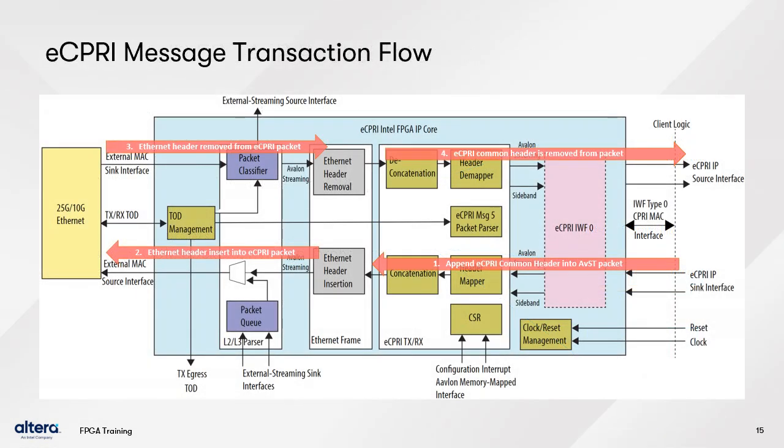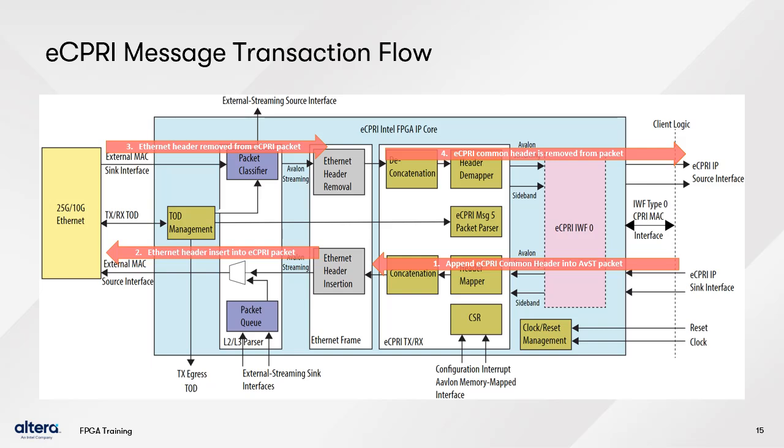This slide demonstrates how general eCPRI message packets flow through the IP core using the numbered arrows. 1. You have an eCPRI message packet coming in from the FPGA. The header mapper appends the common header to it. Concatenation may also take place based on a user-controlled signal in the sink interface. 2. The Ethernet header insertion block inserts the Ethernet header and forwards the packet to the MAC.